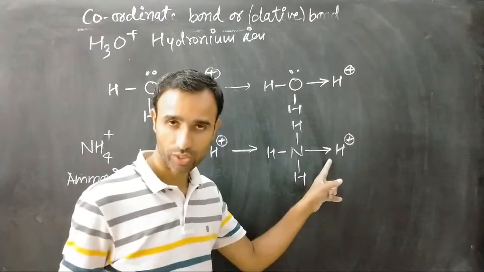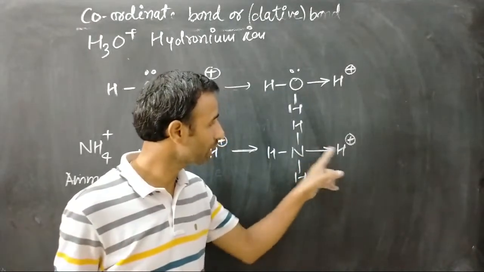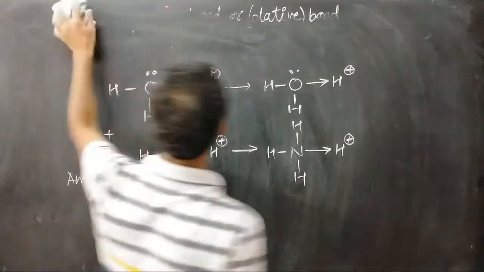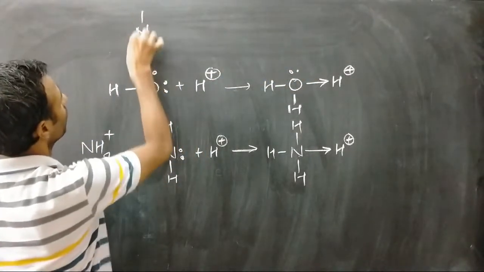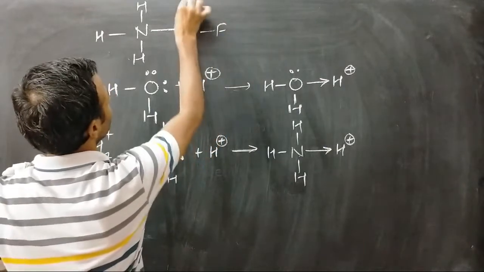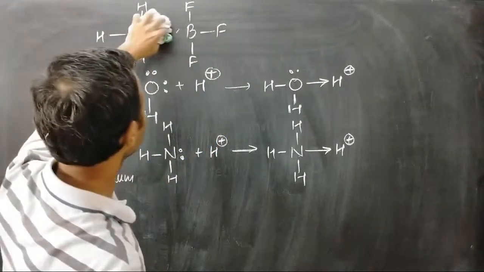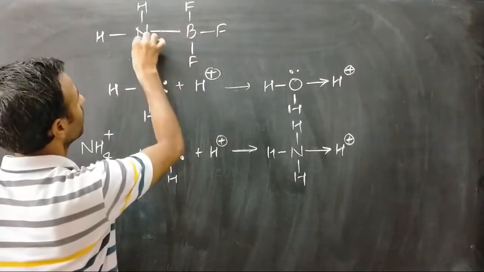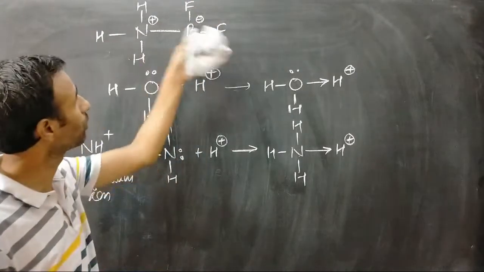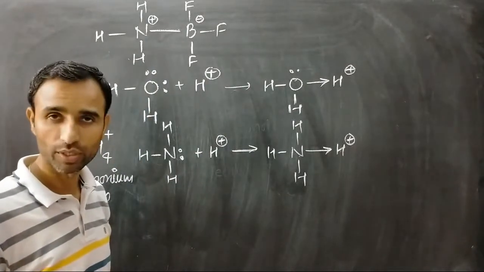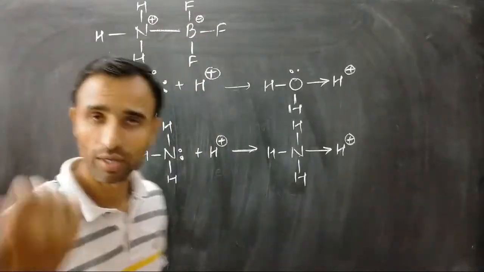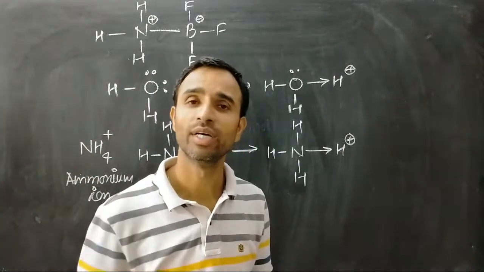So this arrow indicates that there is a bond formation between H and N, and the shared pair comes from nitrogen only. Second thing, if we don't want to represent it by this coordinate bond arrow, then we just write a simple bond, and this gets positive and boron gets negative. So this is also one of the representations of a coordinate bond. Either you make an arrow, or positive and negative: positive to the donor and negative to the acceptor.